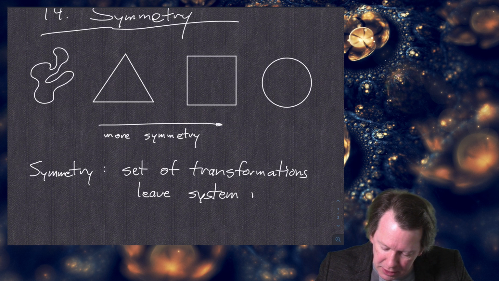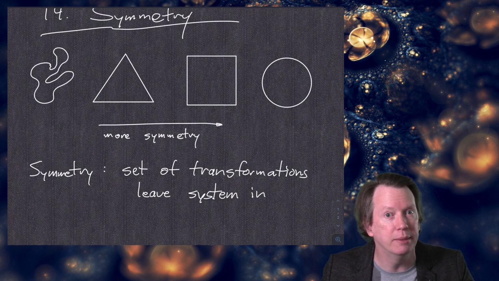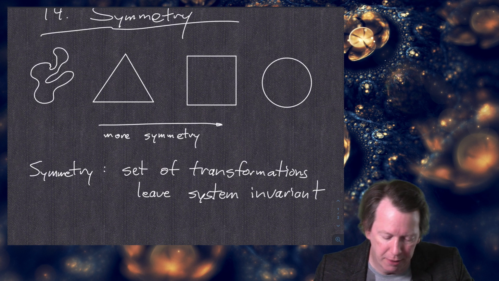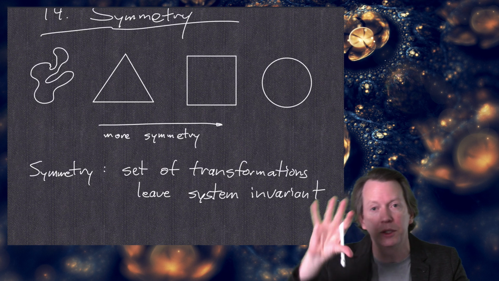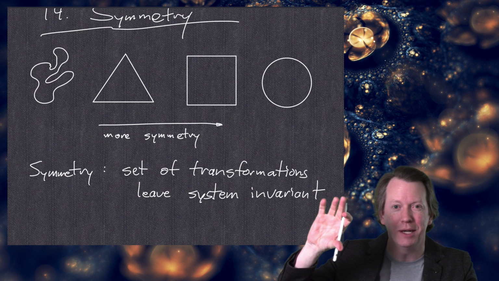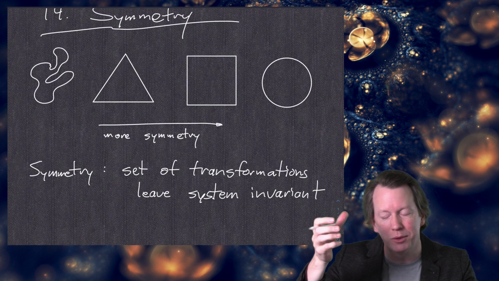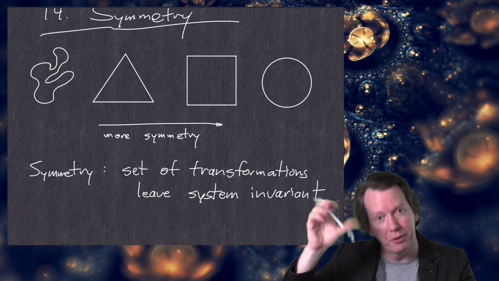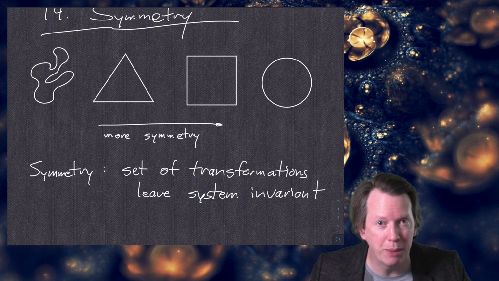What we mean is leave whatever we count as the important features of the system invariant. To make that a little bit more specific, think about the triangle. We can clearly rotate the triangle by 120 degrees, right? If you rotate it by 120, it goes back to the same triangle. You can rotate it again, another 120, 240. Then you rotate it a third time and you get 360 degrees. It's back to where we started.